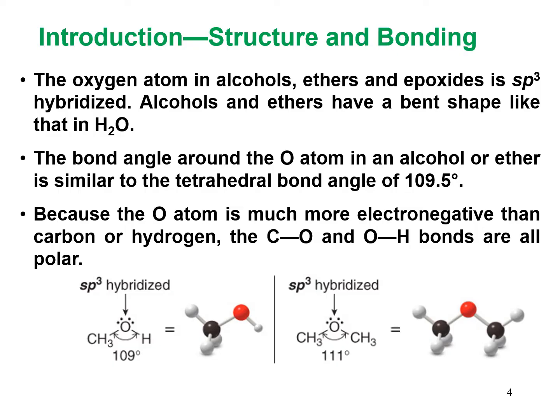In terms of hybridization, the oxygen atom in alcohol, ether and epoxide are all sp3 hybridized. The bond angle around the oxygen atom in alcohol is similar to that of normal sp3 hybridized, which is 109. But in ether, the bond angle is higher, which is 111, because ether has alkyl as a terminal atom, while alcohol has hydrogen.